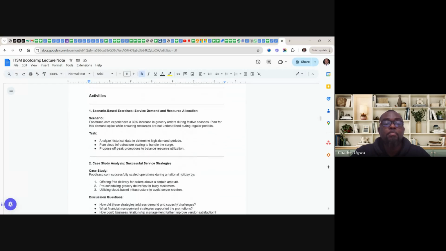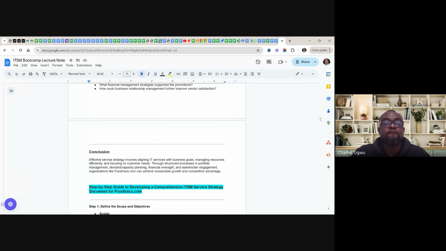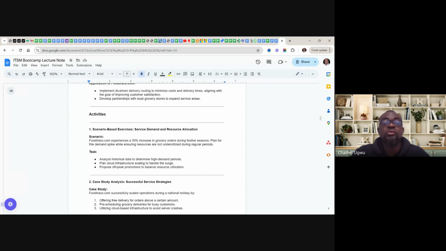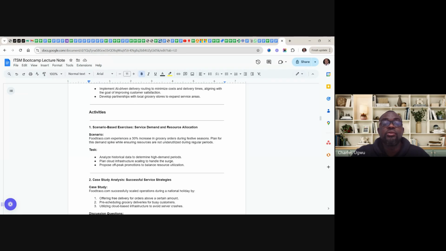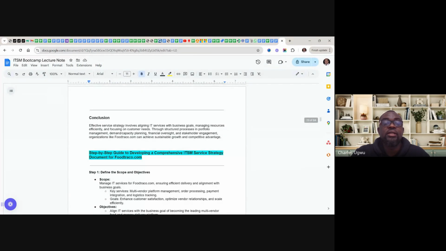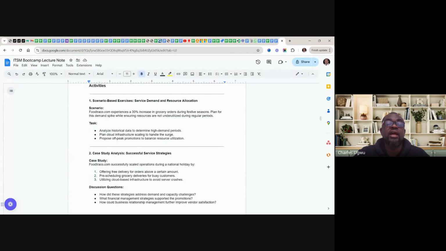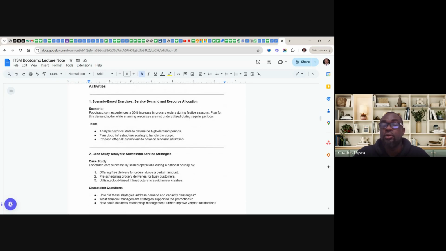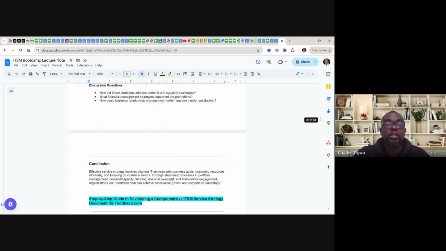These are activities, but I will skip it so that we go straight to the step-by-step guide to developing a comprehensive IT service strategy for Foodtraco. I skip this because it is just an activity I captured for us to work on, a discussion which we can talk about later. But let's move forward to the main issues.